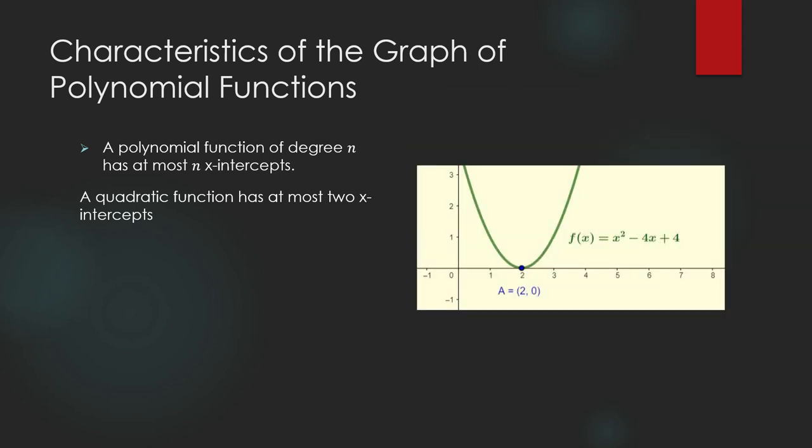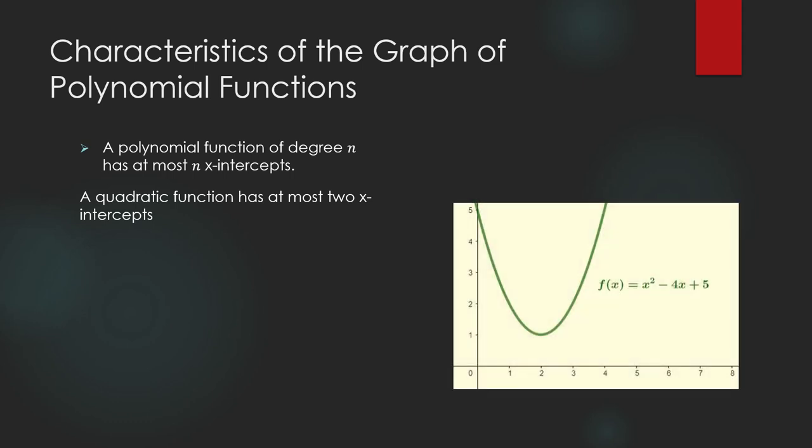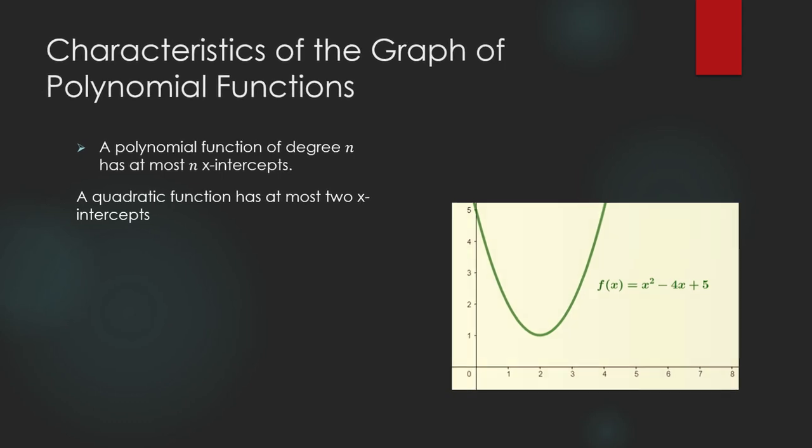A quadratic function can also have only 1 x-intercept. So this function, f of x is equal to x squared minus 4x plus 4. It has only one x-intercept, and that is x is equal to 2. But it is also possible that your quadratic function has no x-intercept, such as this, okay? f of x is equal to x squared minus 4x plus 5. It has no x-intercept.